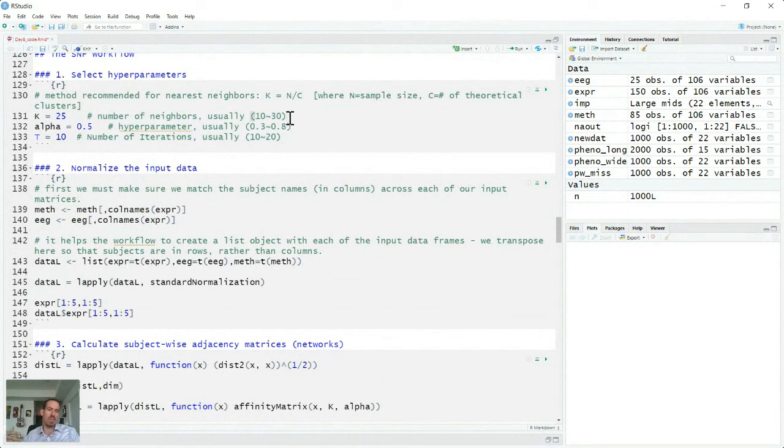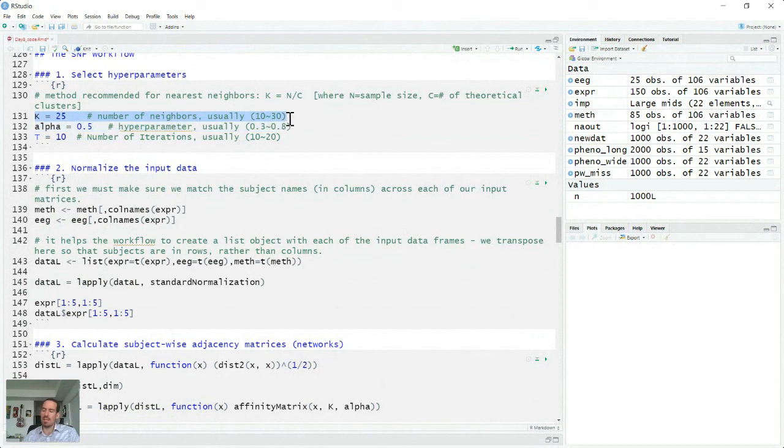We often refer to these as hyperparameters, parameters of a model that dictate how it builds itself or how it functions or how the algorithm runs, as opposed to parameters that you might be trying to estimate that relate to the data itself or the structure of the underlying data. So there are some algorithmic parameters that we have to lay out. The first one is K, which is the number of neighbors.